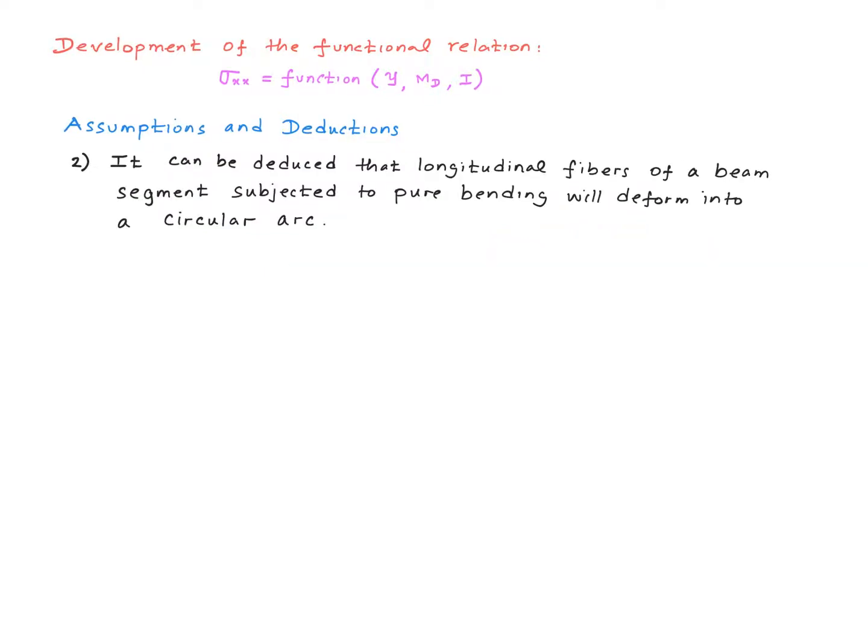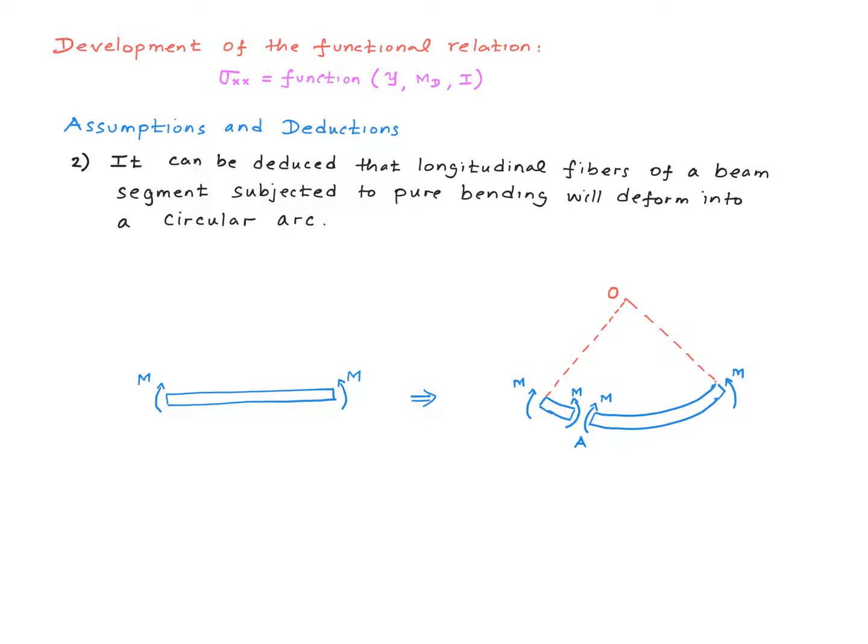Our second one is a deduction. It can be deduced that the longitudinal fibers of a beam segment subjected to pure bending will deform into a circular arc. Here's a picture illustrating what we mean by saying that the beam deforms into a circular arc. Here is a beam segment subjected to a pure bending M, and this straight beam segment deforms into a circular arc like shown in this picture. In other words, this curve representing the deformed shape of this beam is part of a circle like this.